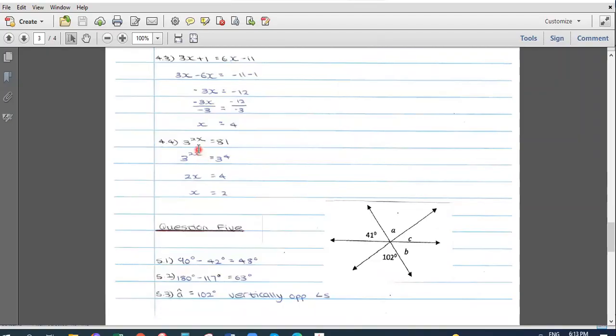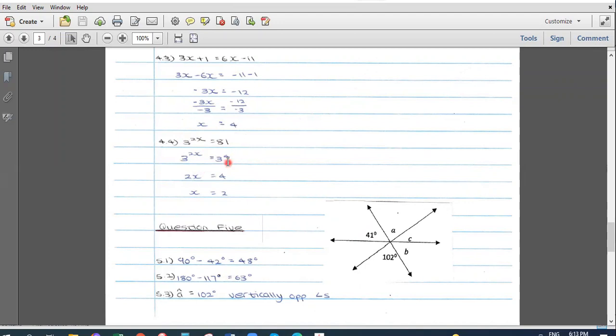For this equation here, if we have a power, we raise the other number using the same base. So this base is 3. What number, 3 raised to what number, will give you 81? That is 3 to the 4. 3 to the 4 gives you 81.